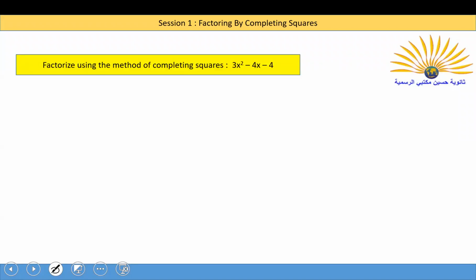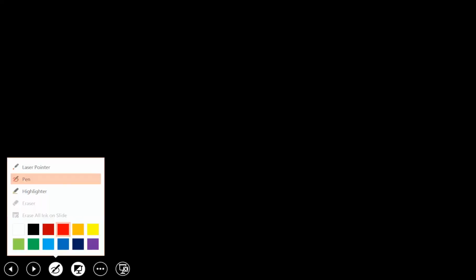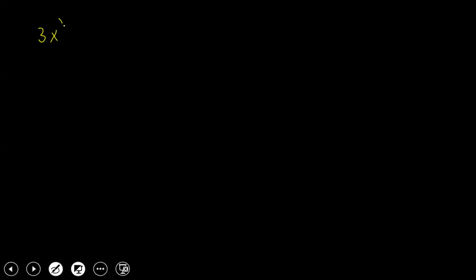Another example, and this is the final example for today. We have 3x squared minus 4x minus 4. We'll do the same. Let's go. We have 3x squared minus 4x minus 4. Let's change the color. What do we get here? First of all, we have to take 3 as a common factor. We don't accept a coefficient other than 1 for x squared. We divide them by 3. We get 4 over 3 here and 4 over 3 there.